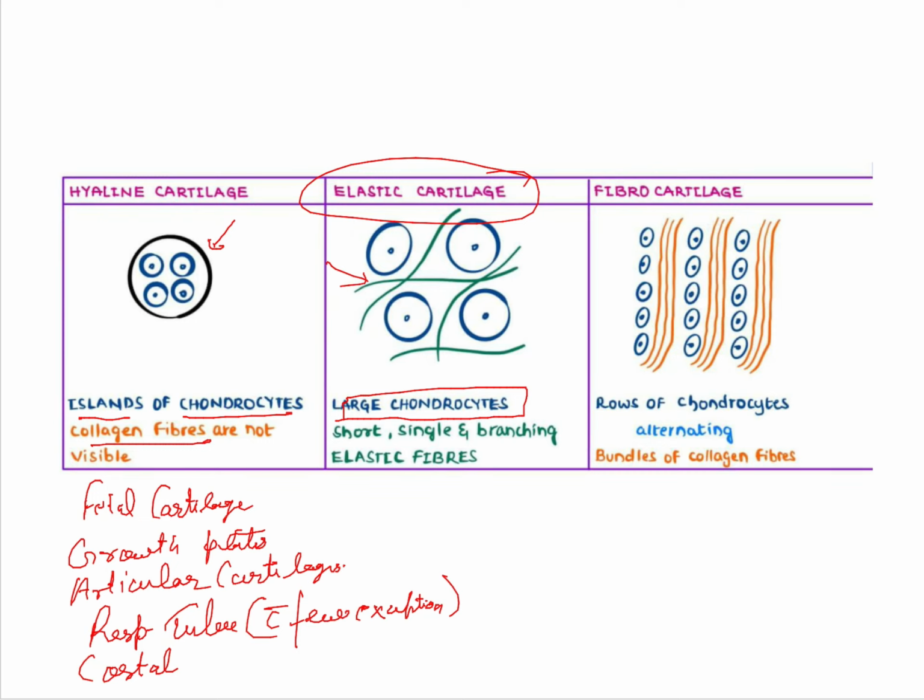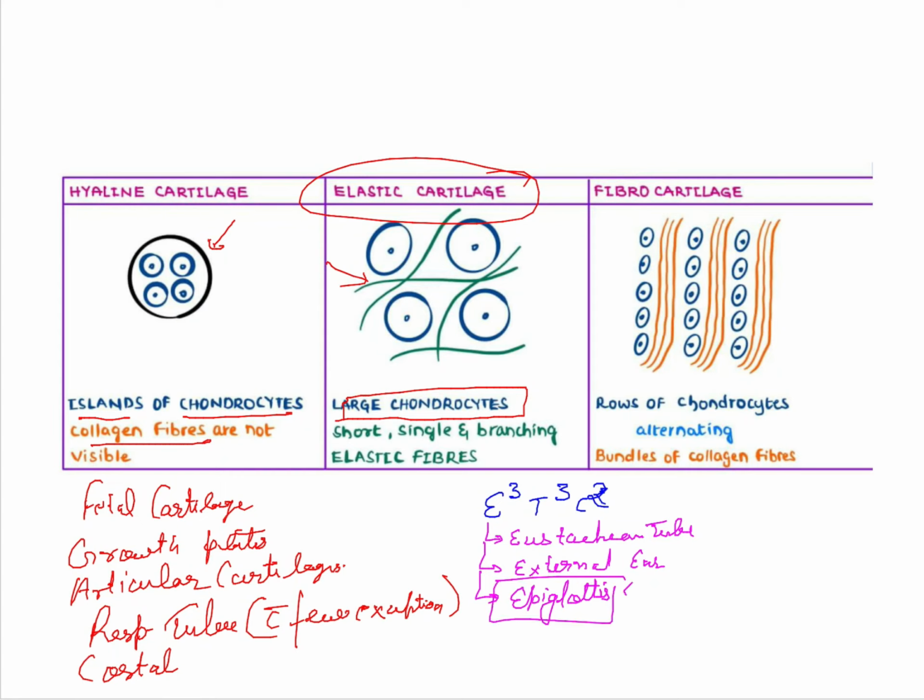How will these be remembered? The examples of these you have to remember with a mnemonic, that is E cube T cube C square. Here E gives you the eustachian tube. Another E is the external ear. Then E is the epiglottis. If you remember the question as well, you are going to get your answer from this example. Epiglottis is going to have the elastic cartilage.